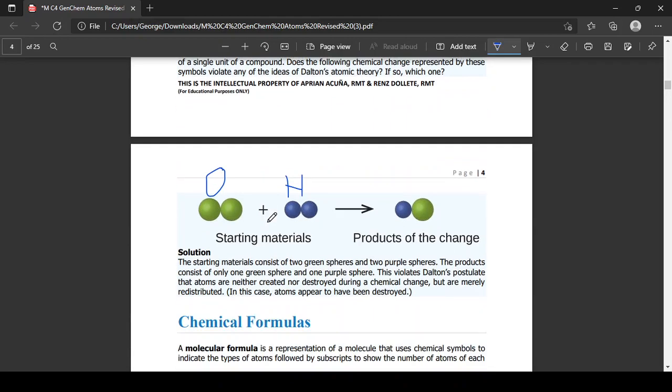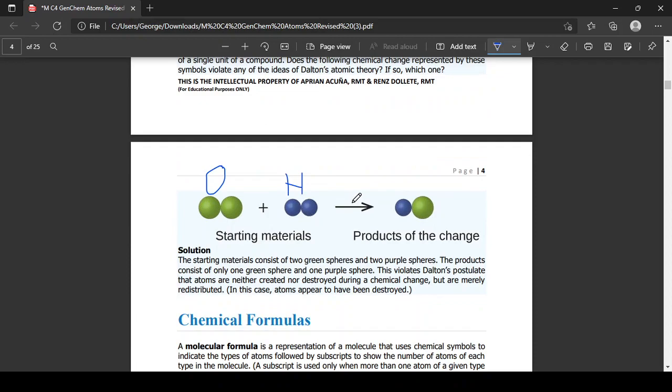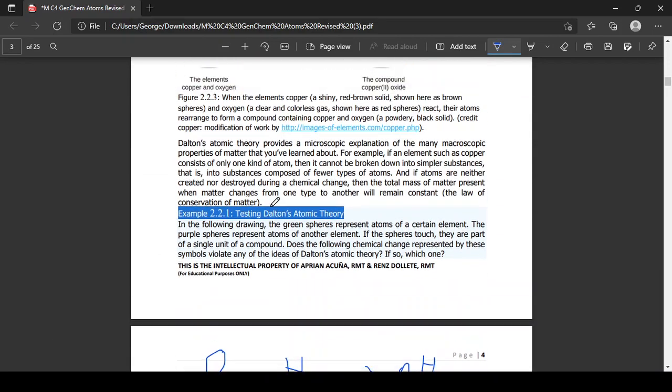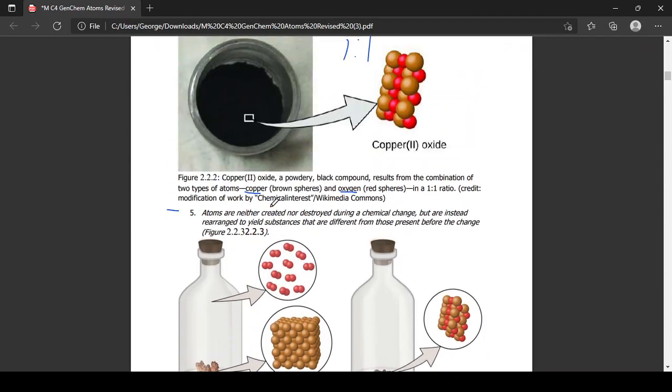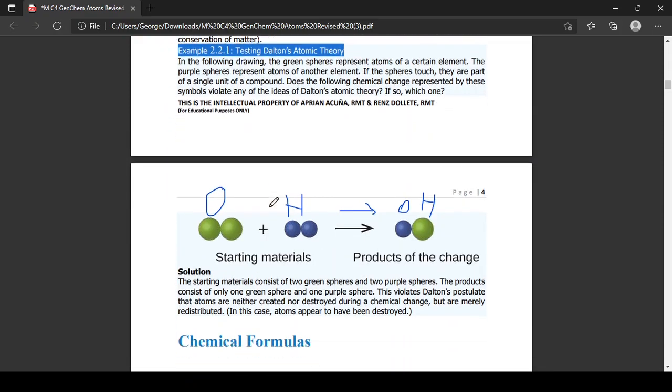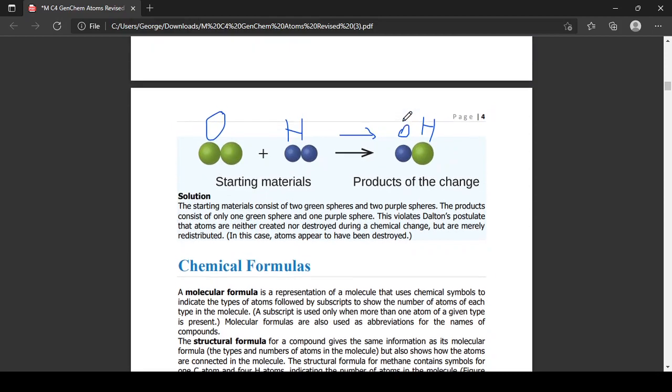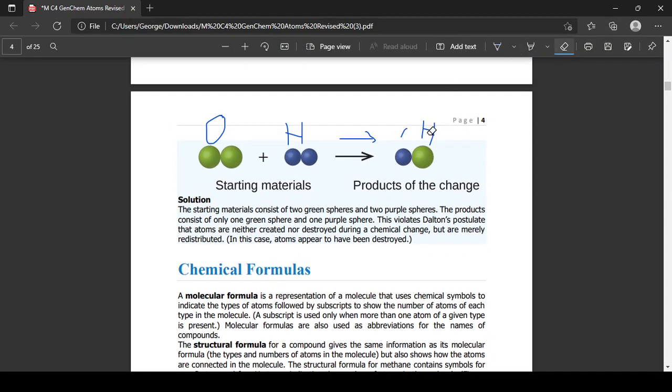If so, why? Check, kids, we have your oxygen and hydrogen. In the products of the change, our hydrogen became smaller, and our oxygen became bigger. Kids, we should not have removed anything according to our law. Check our number 5 in the atomic theory: atoms are neither created nor destroyed during a chemical change. Check the products of our change, kids. Our hydrogen became smaller.